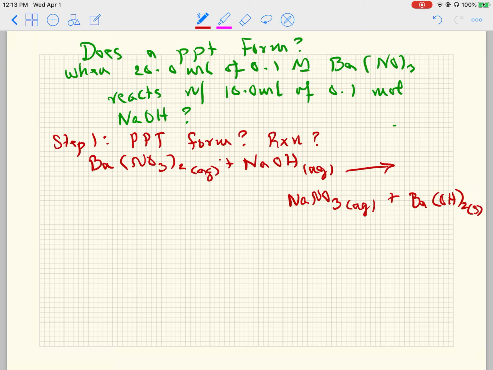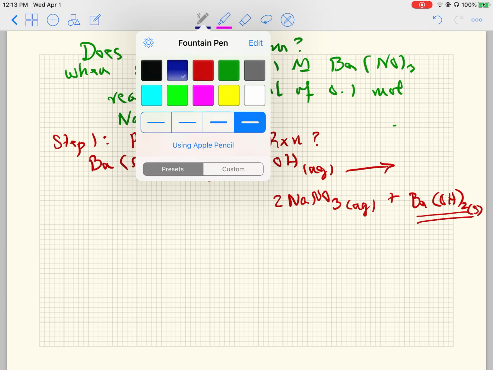So now I can put that arrow. I'm going to balance everything. I have 2 nitrates. Put my 2 there. So everything is balanced. So we do definitely have a precipitation reaction, or at least we know that we could have one because we have the barium hydroxide.